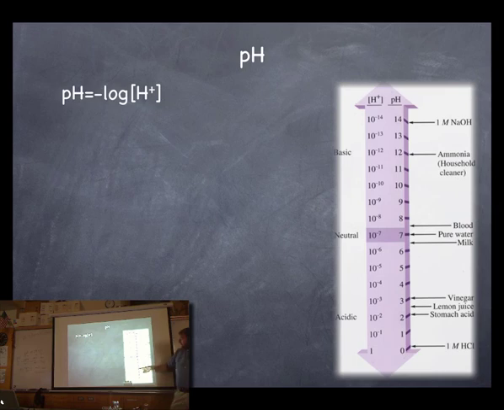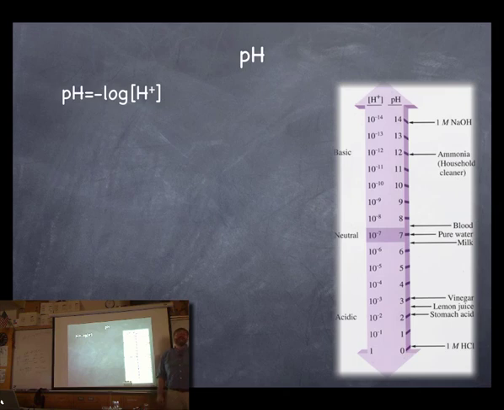Vinegar, okay, pH of 3, concentration of hydrogen ions, 10 to the negative 3rd. That's your typical store vinegar. Lemon juice, about 2.5. Stomach acid has a pH of 2. That means it's got a concentration of 1.0 times 10 to the negative 2 of hydrogen ions. 1 molar hydrochloric acid has a pH of 0. Concentration of hydrogen ions is 1 molar.